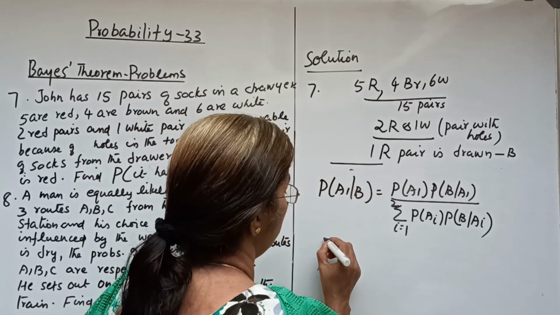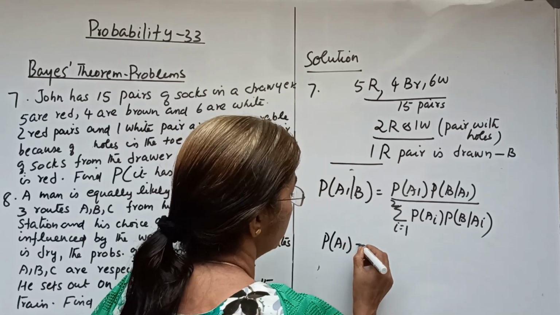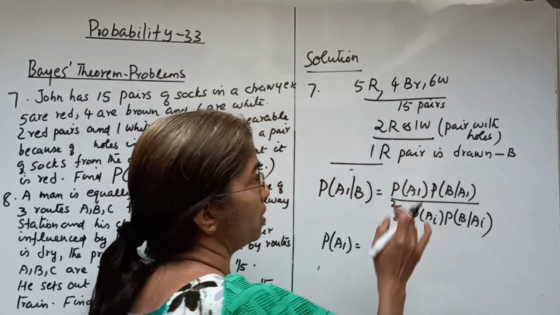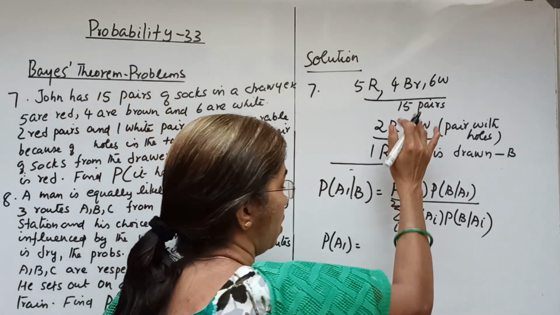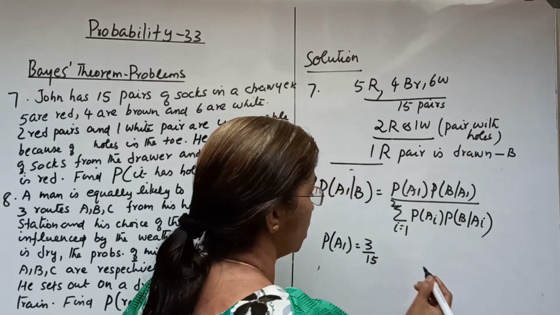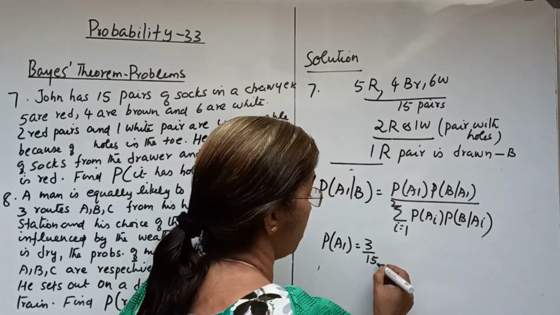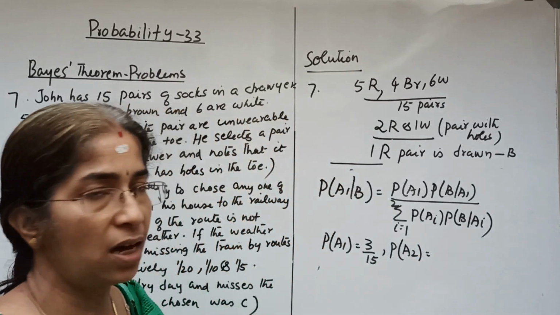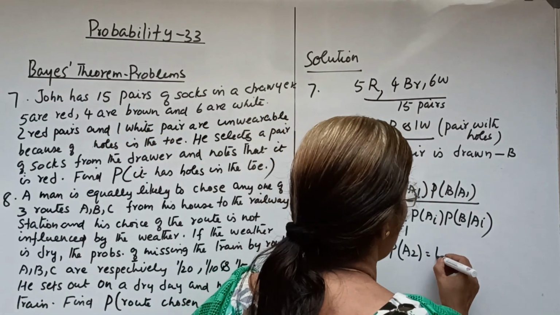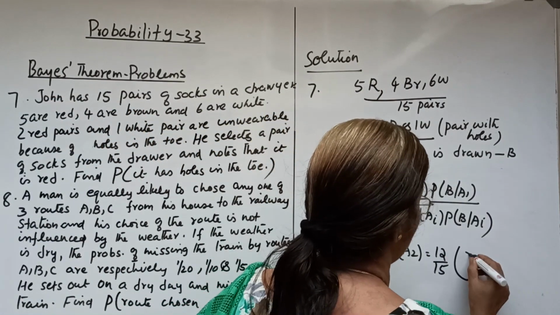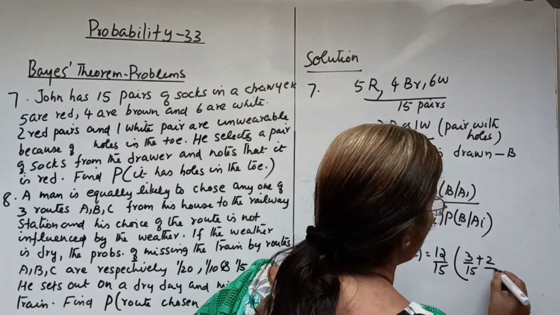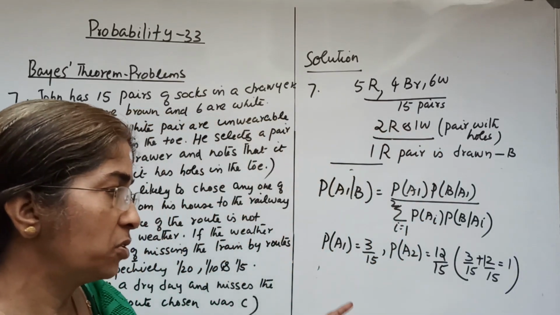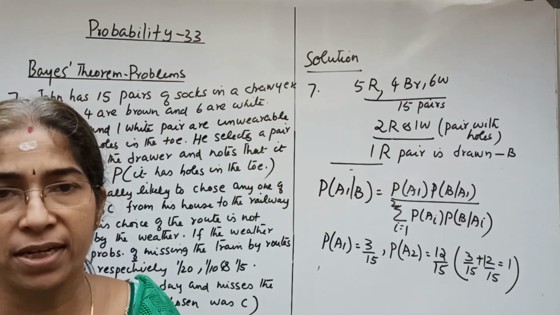So now we write the probabilities. P of A1: one pair of socks with the holes is drawn, and we know there are 3 pairs with holes out of the 15. So P of A1 equal to 3 by 15, and P of A2, the remaining 12 pairs are without holes, so 12 by 15. And we have the result 3 by 15 plus 12 by 15 equal to 15 by 15, which is 1. So that sigma P of Ai equal to 1.